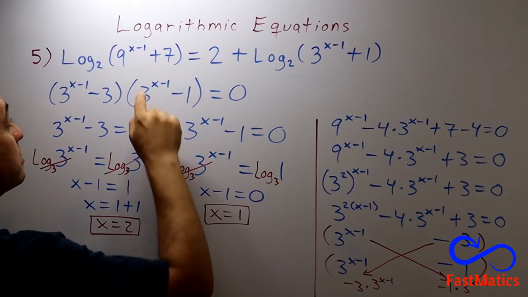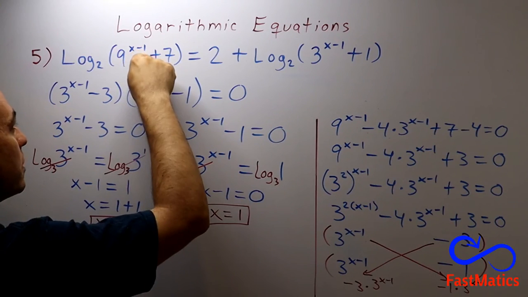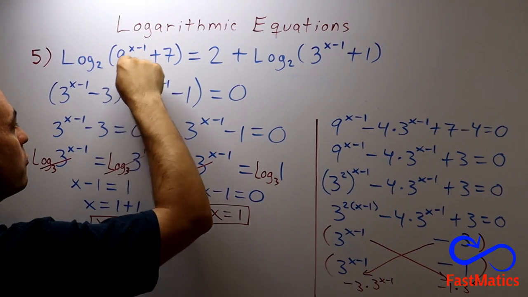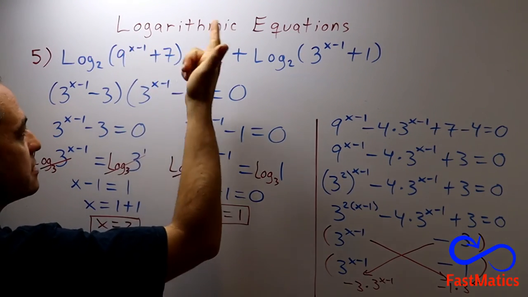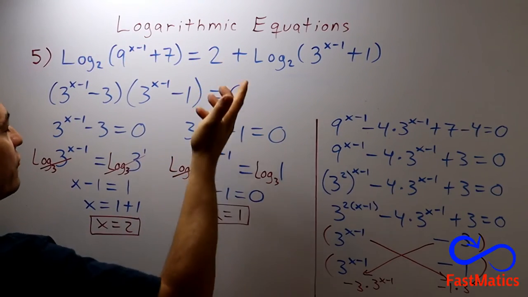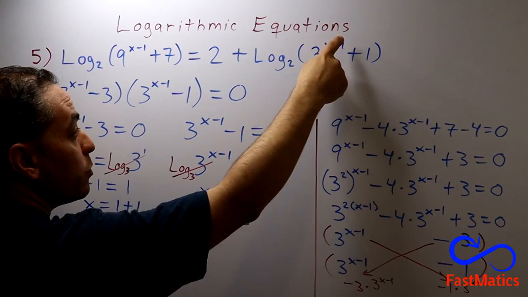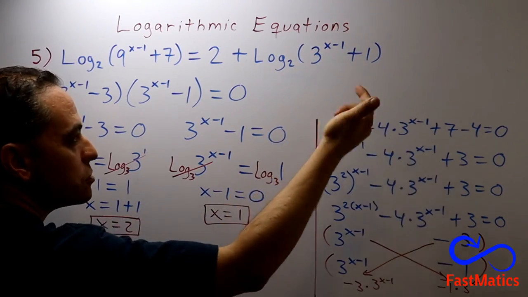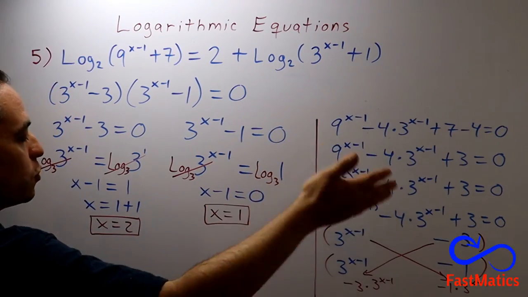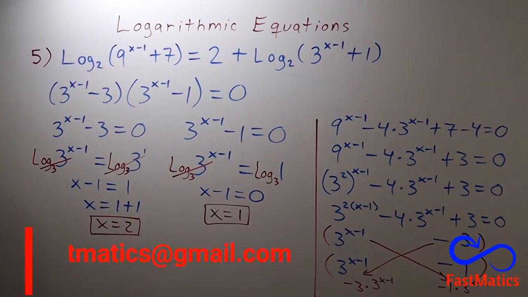And if we replace with 1, 1 minus 1 is 0, 9 to the power of 0 is 1, plus 7 is 8. Logarithm base 2 of 8, no problem. And here 1 minus 1 is 0, 3 to the power of 0 is 1, 1 plus 1 is 2. Logarithm base 2 of 2, no problem. So we have the correct answers.